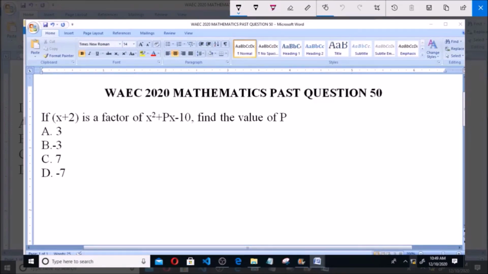I will be answering WAEC 2020 Mathematics past question 50. If x plus 2 is a factor of x squared plus px minus 10 equals to 0, find the value of p.